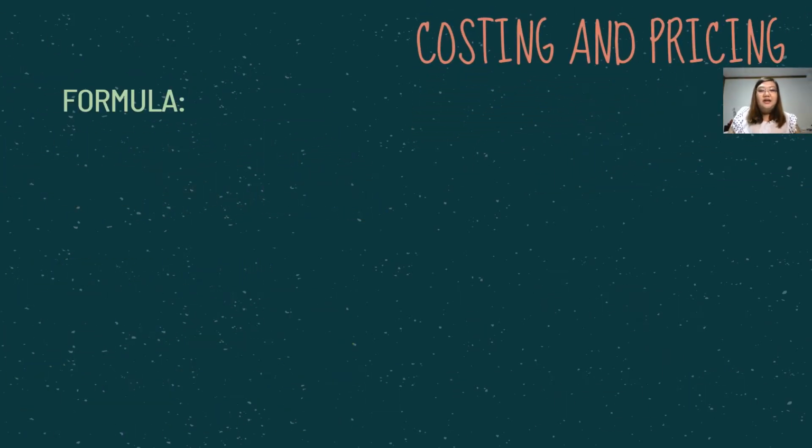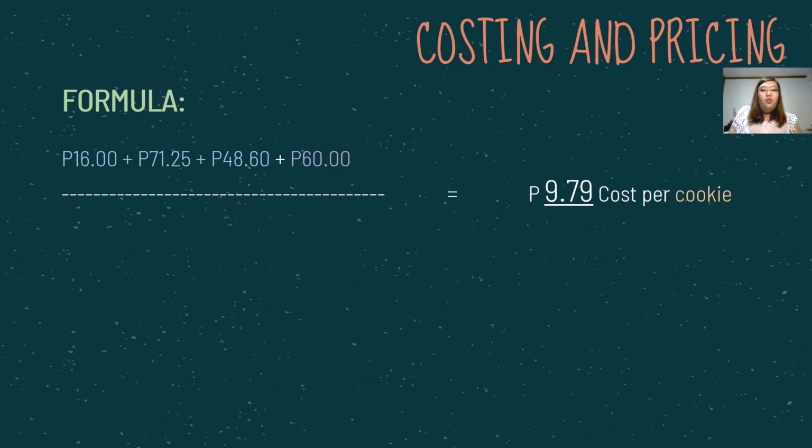Okay, so for costing and pricing, let us apply the formula now. Earlier, we had easy, moderate, and advanced. And I placed here a packaging cost of 60 pesos, so we'll just add that up together and divide it by the yield. The yield for the chocolate crinkle cookies is 20 pieces. When we divide that, we have 9.79 pesos cost per cookie.